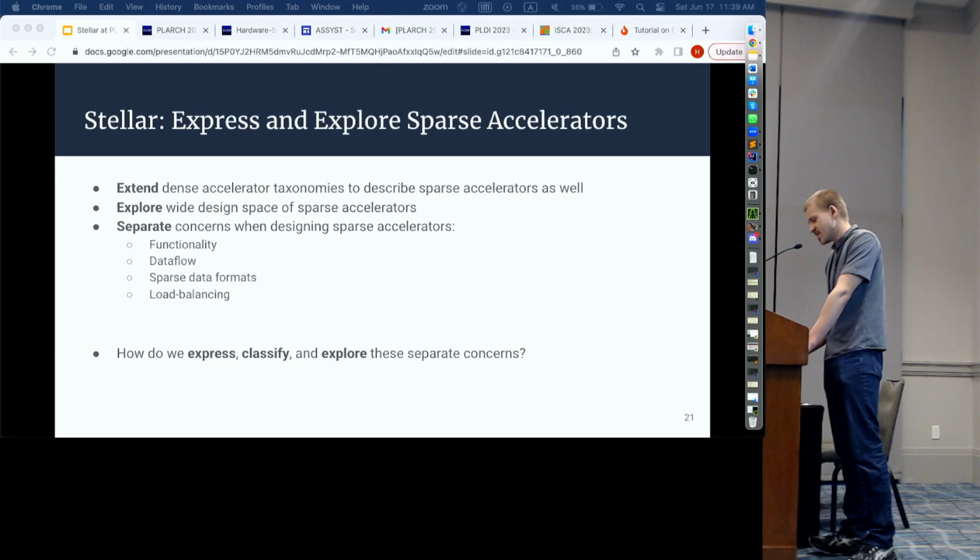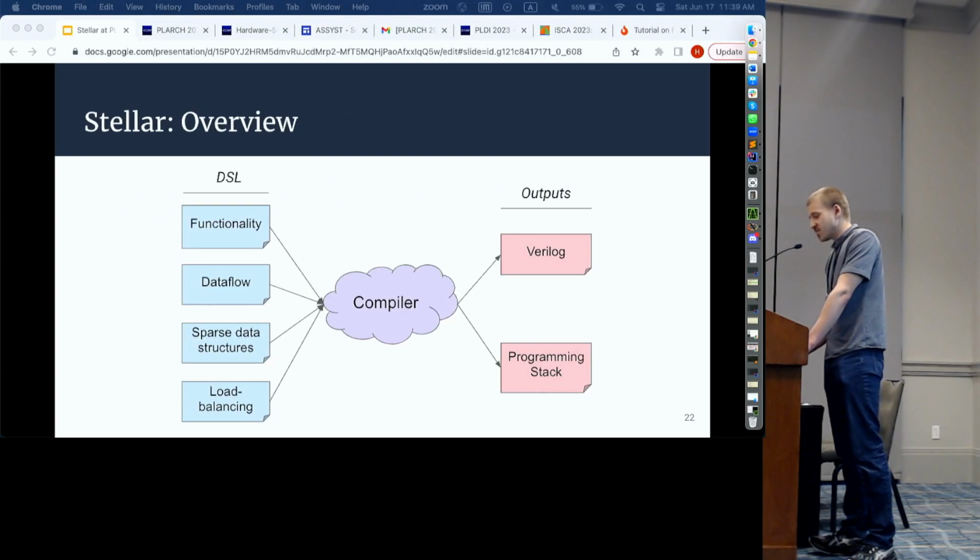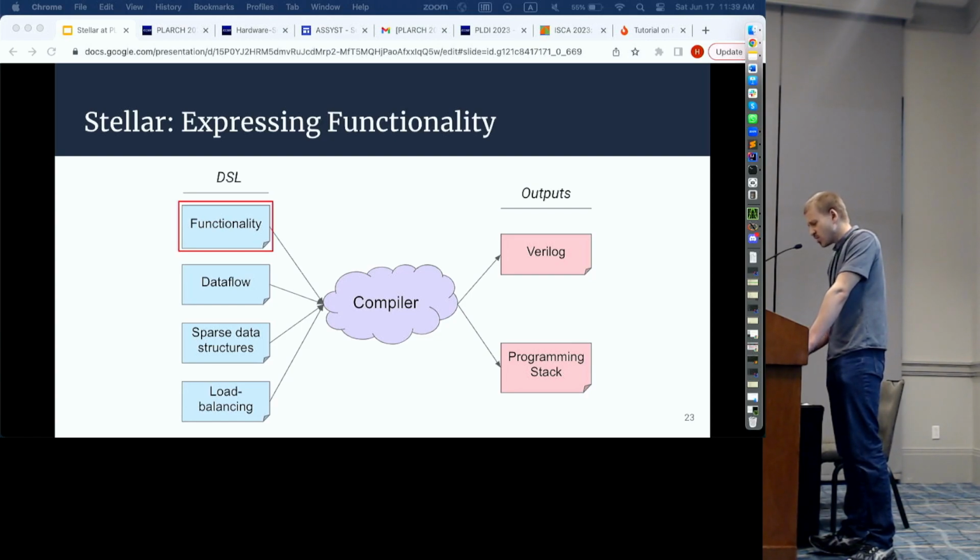So our goals with this DSL are to make it easier for architects to separate the concerns that go into building an accelerator and to enable them to optimize each of these concerns in isolation, but also in relation to each other. And after the user specifies these concerns within the DSL itself, our compiler will generate Verilog descriptions of the accelerator and programming interfaces for it. And now we'll go through each one of these separate design concerns, and we'll discuss how our DSL allows them to be specified and how it can extract useful information out of those specifications. So we'll start with how we express the functional behavior of the accelerator.